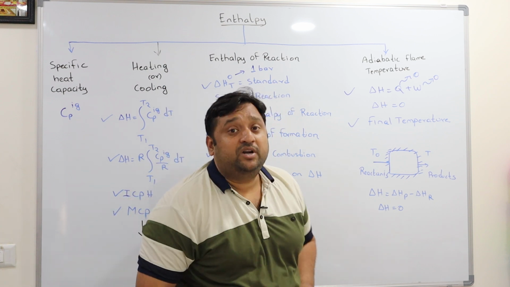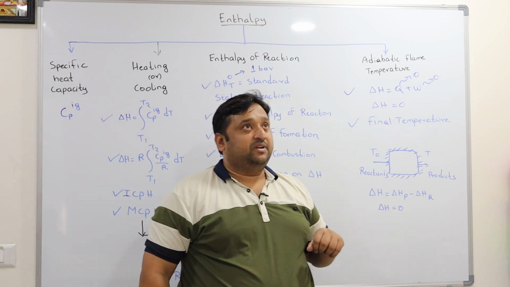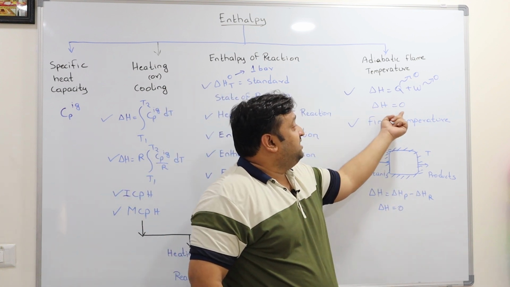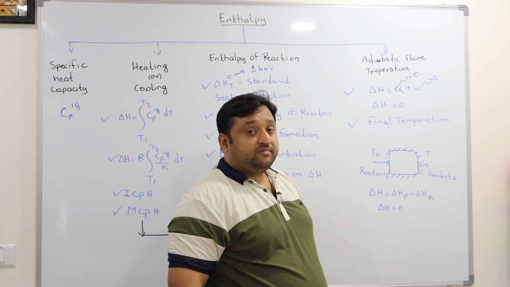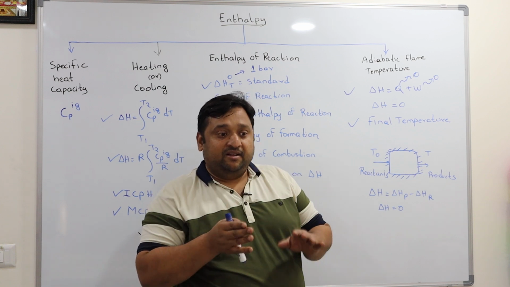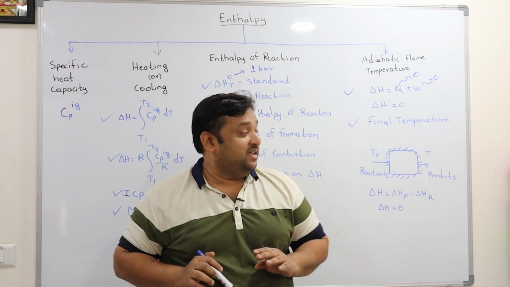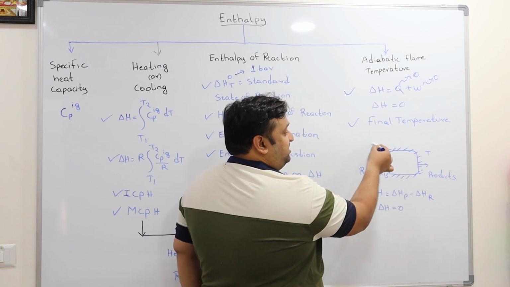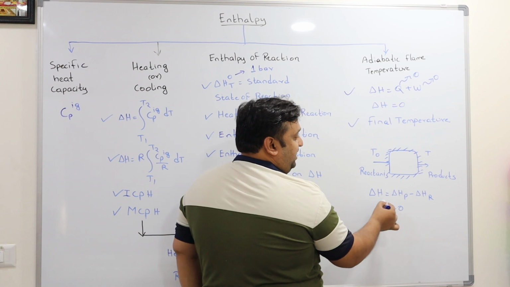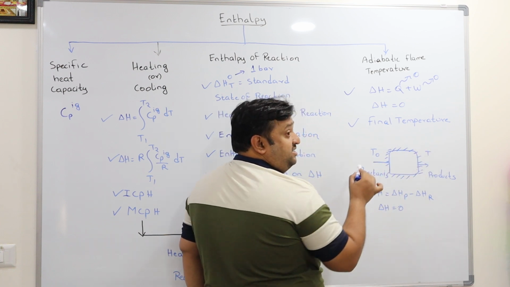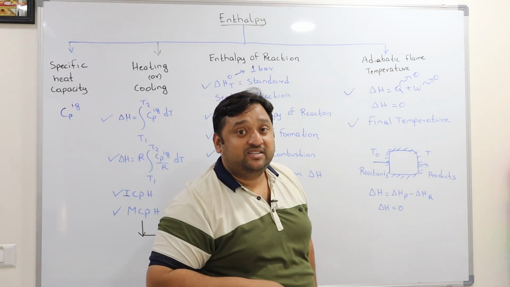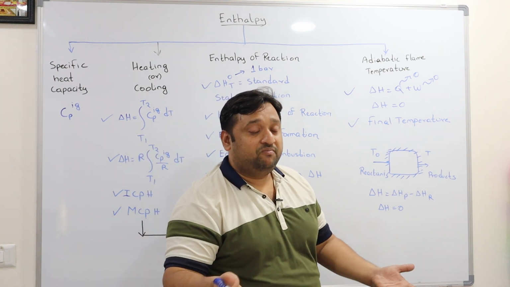And many students have doubts in the class. Sometimes people come to me and ask, sir, why is delta H equal to 0? What is delta H? Final enthalpy minus initial enthalpy. Before the reaction it is at T0, after the reaction it is at T. So why is this enthalpy change 0? Because the temperature is changing. If the temperature is changing, why are you saying that the change in enthalpy because of the reaction is 0? Let me explain.